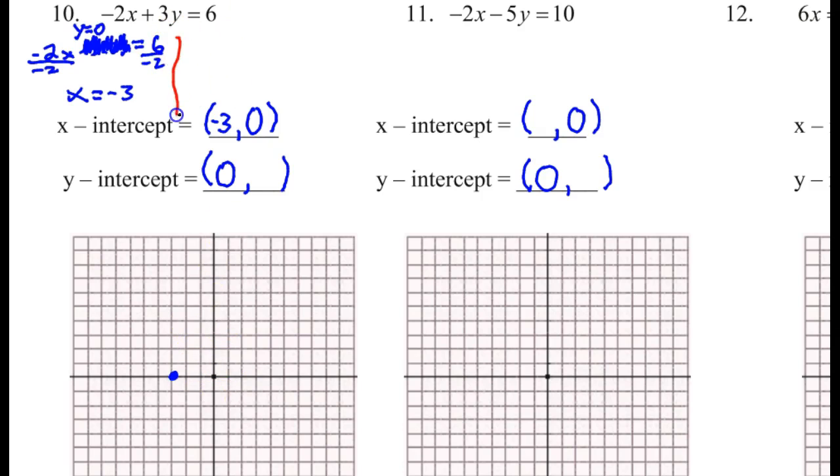And then let's do the same thing. Remember, there's two parts, but this time plug in 0 for x. So we're going to plug in negative 2 times 0 plus 3y equals 6. But again, the negative 2 times 0 just equals 0, and all that just cancels out, and we're left with 3 times what is 6. And when you divide both sides, you get 2. So 0, comma 2, that's right here. And then just using those 2 points only, you can use your straight edge and draw your line.